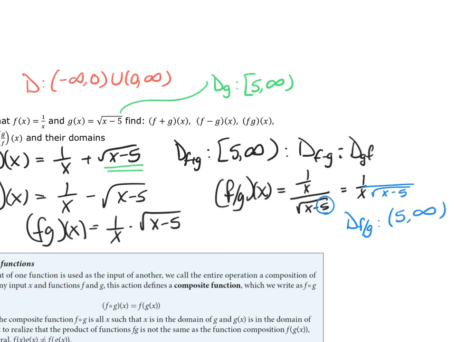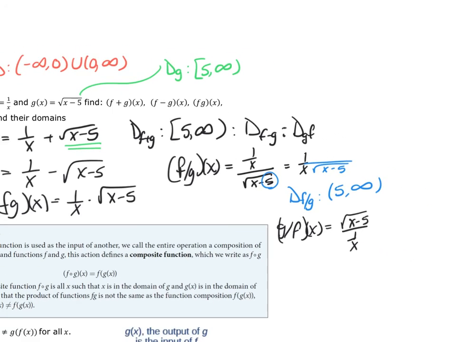And then lastly, when I do g divided by f of x, this is going to be g, which is the square root of x minus 5, divided by 1 over x. I have to clean this up, and so I get x multiplied by the square root of x minus 5. I didn't pick up anything new for my domain, so my domain for this one of g divided by f is inclusive 5 to infinity, and that's my final answer.